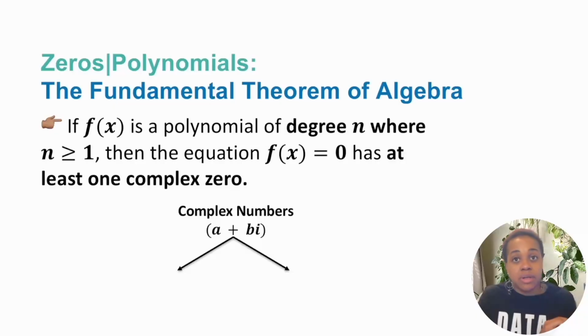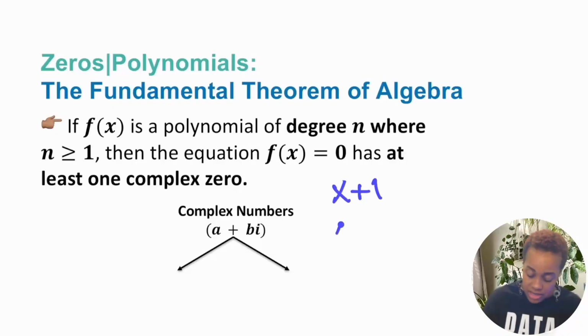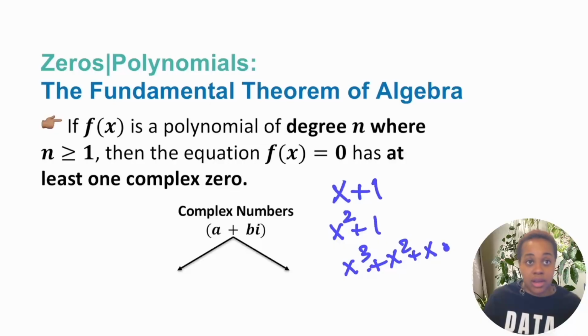So the fundamental theorem of algebra says if f of x is a polynomial of degree n, where n is greater than or equal to 1, meaning you have an x value, that would be x, x squared, x cubed, plus x squared plus x. So notice on all of these, they have a degree greater than or equal to 1. The first one has a degree of 1. The second one has a degree of 2. The third one has a degree of 3. Okay, so that's what that means.